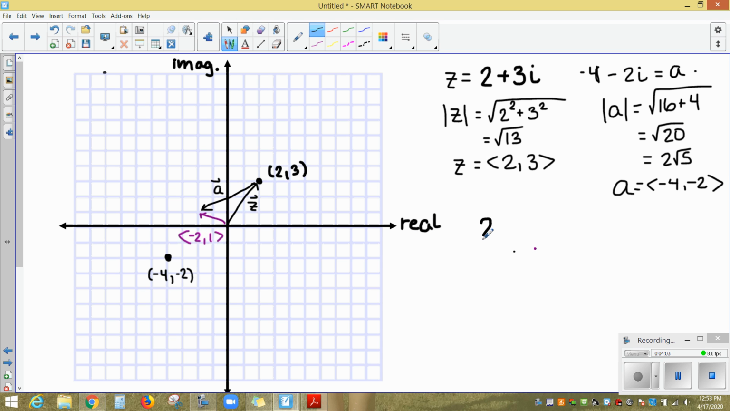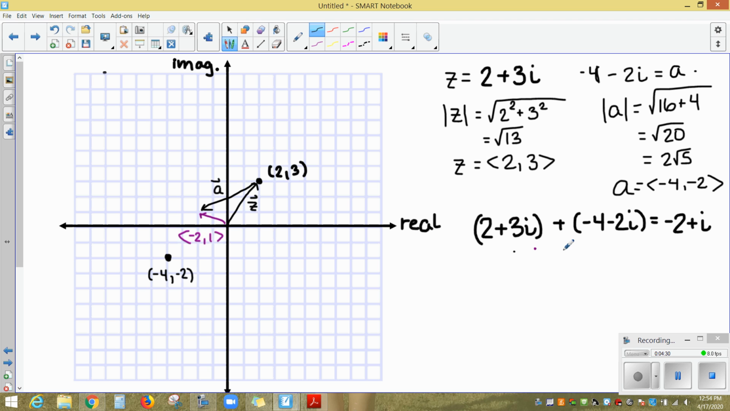But if I wanted to add two complex numbers together, we already did that in the last video in our super fast algebra review. We add the real components together and we add the imaginary components together, and we get the number negative 2 plus i, or in vector form, (negative 2, 1).